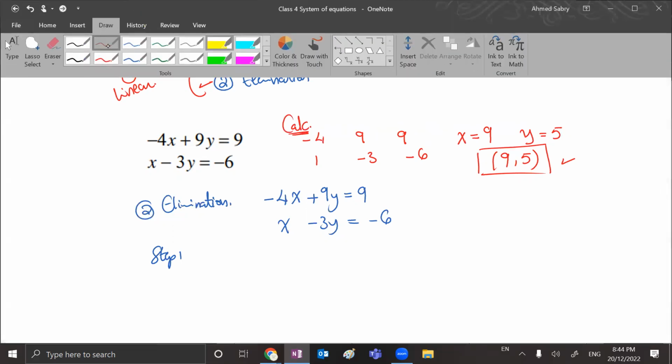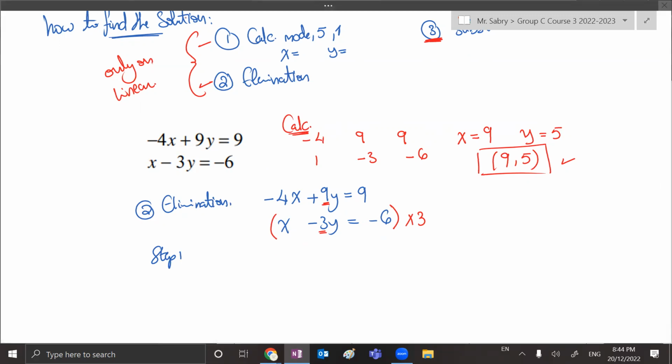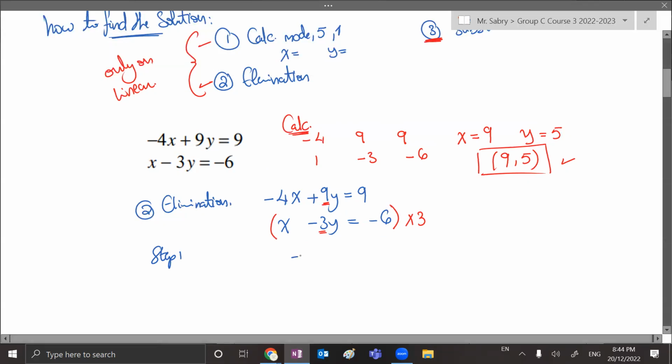So if we'd like to make them have the same coefficients, I would suggest that we multiply the second one by 3. Why did I pick 3? Because if we multiplied -3 by 3, it will become 9. So they will have the same coefficient. The y's will have the same coefficient. So now I'll write the new equations after the adjustments. It's now -4x plus 9y equals 9. But then this one will be 3x minus 9y, and then -6 times 3, which is -18. So that's step 1.